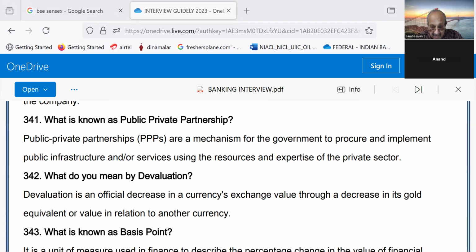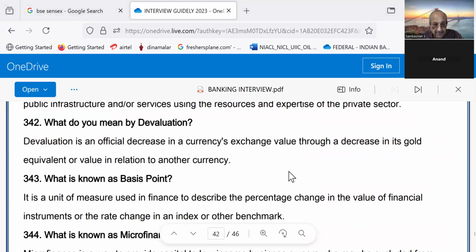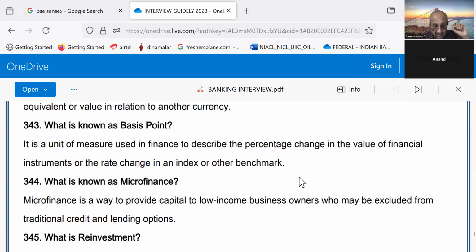I think I have given you this, 340. What do you mean by devaluation? Please read. Devaluation is an official decrease in a currency's exchange value through a decrease in its gold equivalent or value in relation to another currency. 343. What is known as a basis point? It is the unit of measure used in finance to describe percentage change in the value of financial instruments or rate change in an index or other benchmark.